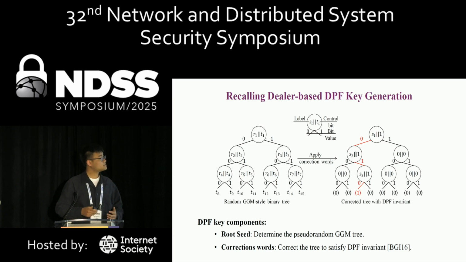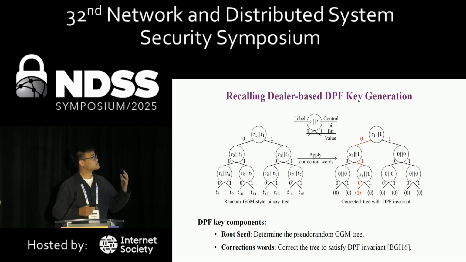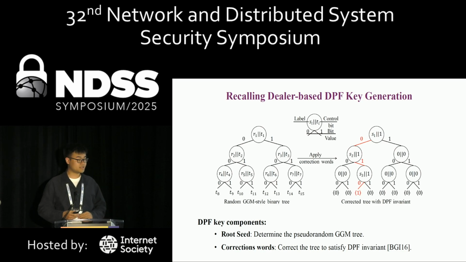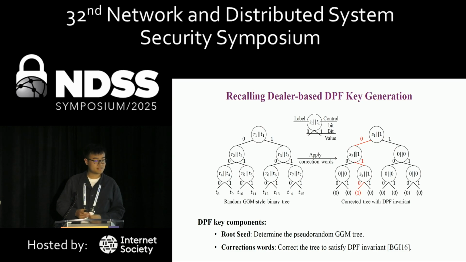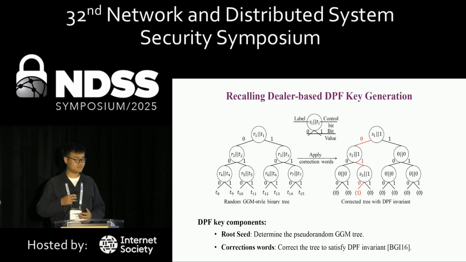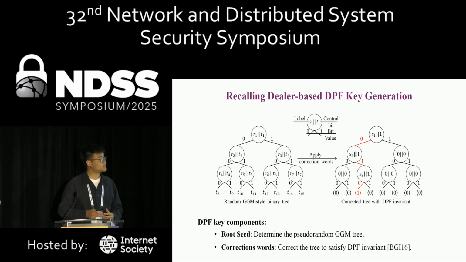To construct a dealerless FSS scheme, we have to recall how the keys were generated when there is a dealer. To generate the key, the dealer should first construct a GGM tree. It is a binary tree which is completely defined by its root node. We have put an example of each node in the middle of the slide, and we will format this node into a label and a 1-bit control bit. And we will use the last control bit as the DPF function.